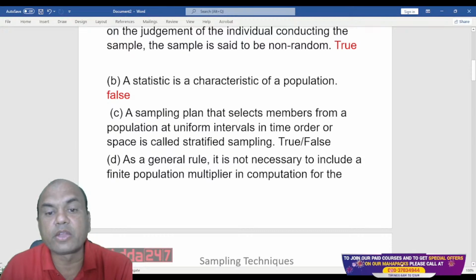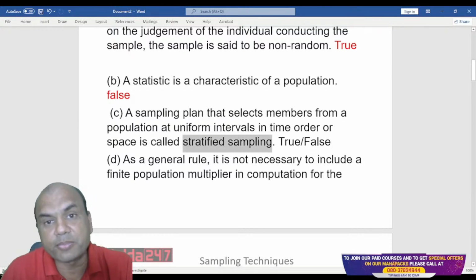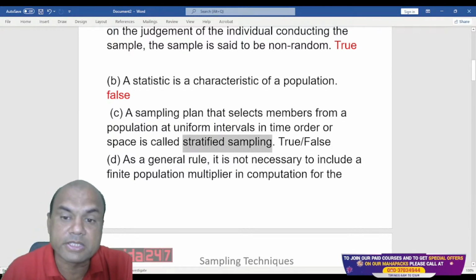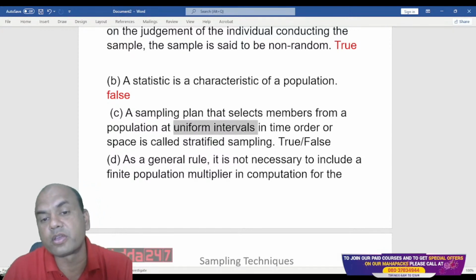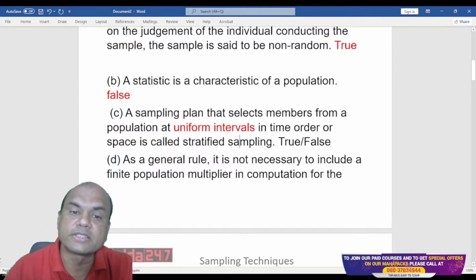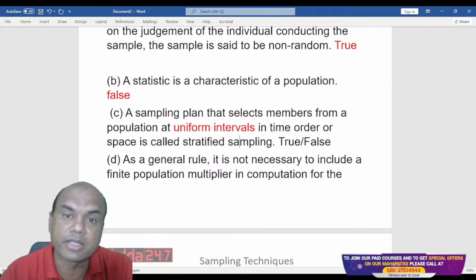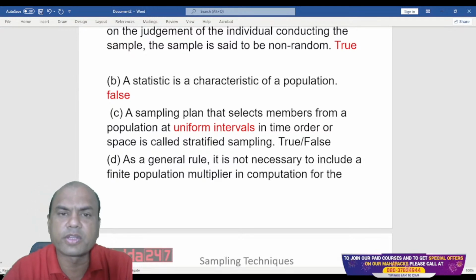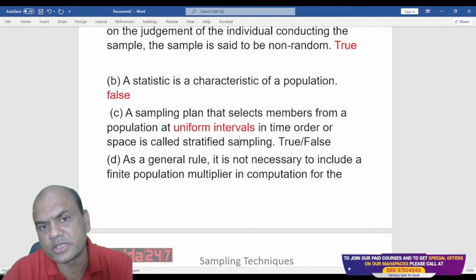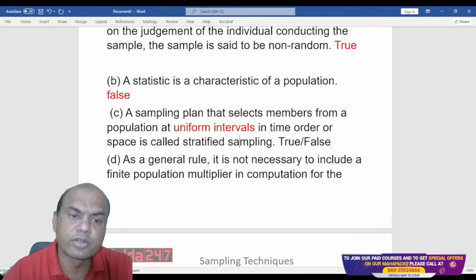A sampling plan that selects members from a population at uniform intervals in time order or space is called as stratified sampling. So the sampling plan which selects the members at uniform intervals, this is an important word over here, uniform intervals, is called a stratified sampling. Is it true? Type fast in the comment section. True or false? What do you think?